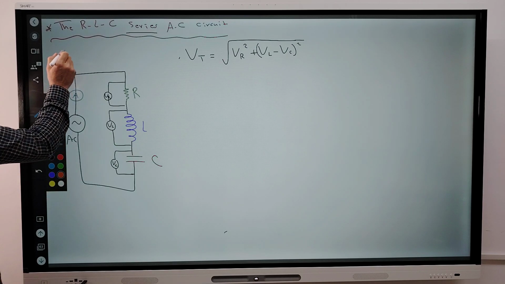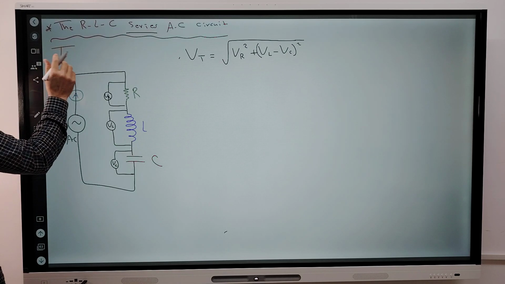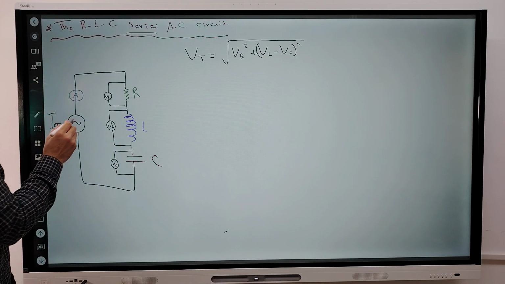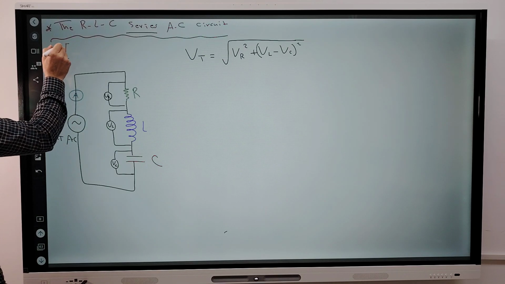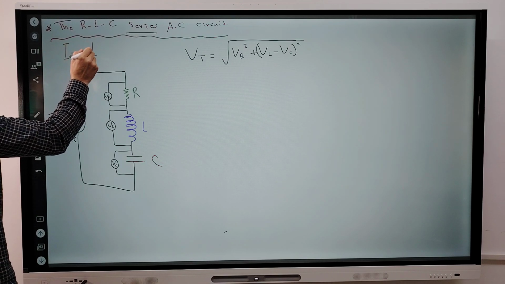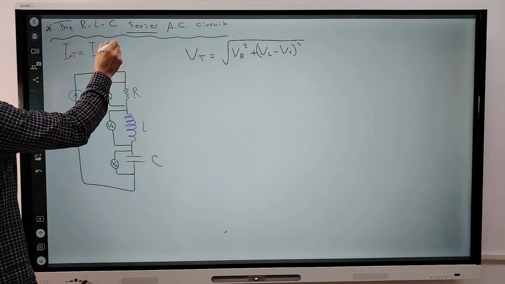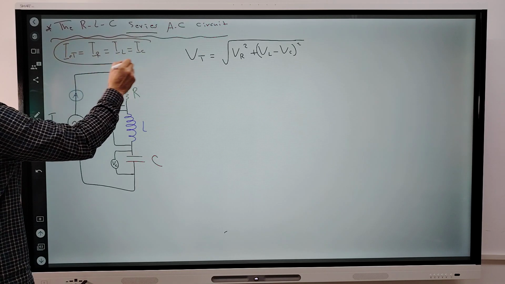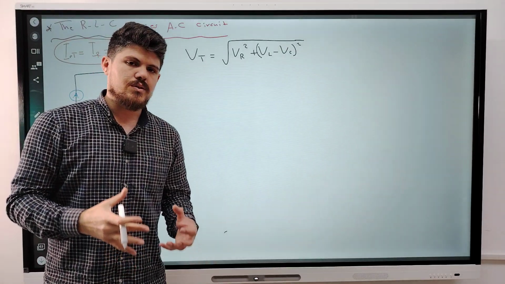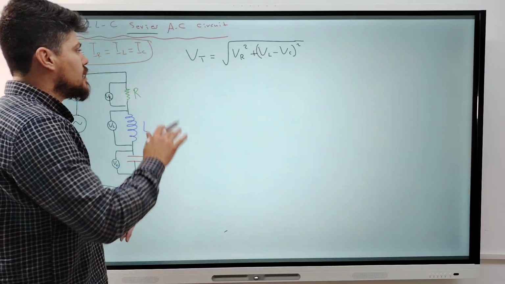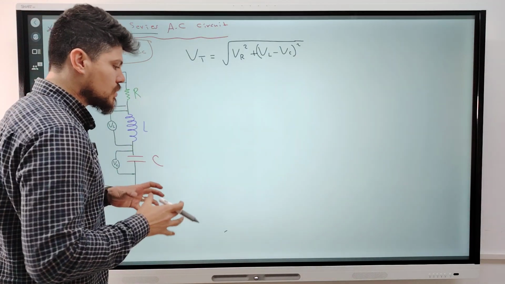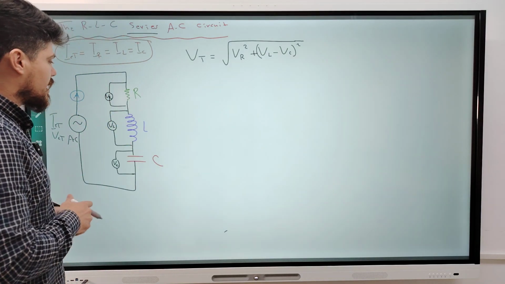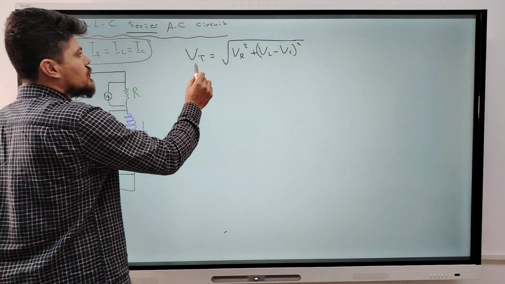In series connection, the magnitude of the current is equal. I total is equal to I across resistance, equal to I across inductance, and equal to I across capacitance. In series connection, the values of the currents are equal, and the magnitudes of the potential differences are different, because the potential difference will drop across each of the resistance, inductance, and capacitance. Now, I'm going to prove this equation.